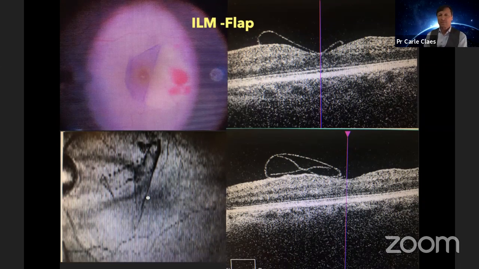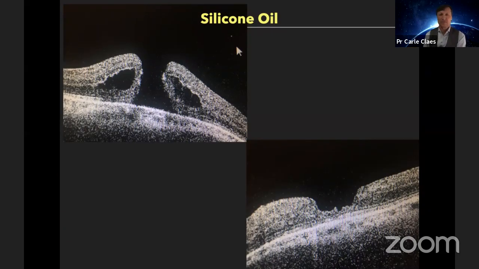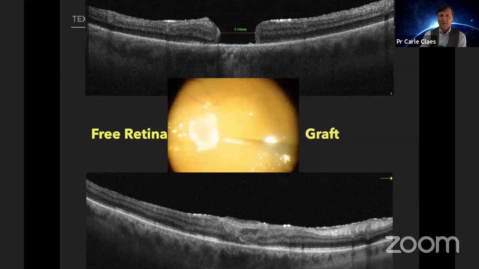This hole has been closed perfectly after the surgery, but the flap is still free floating, and the patient can actually notice this flap in certain moments. In large holes, for many years, I have used silicone oil in combination with a special technique that I will mention soon. Very large holes, this is one of 1100 microns.